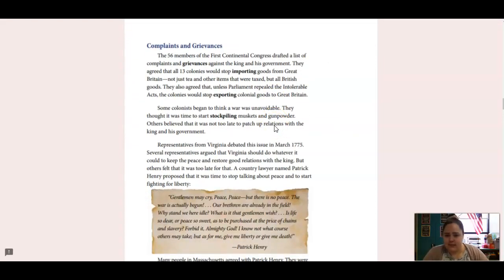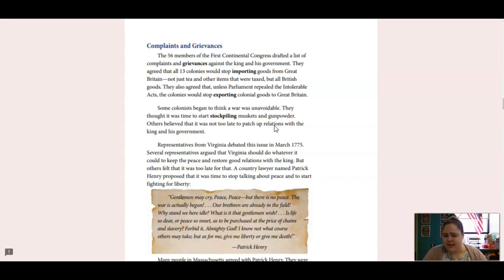Complaints and grievances. The 56 members of the First Continental Congress drafted a list of complaints and grievances against the king and his government. They agreed that all 13 colonies would stop importing goods from Great Britain, not just tea and other items that were taxed, but all British goods. They also agreed that unless Parliament repealed the Intolerable Acts, the colonies would stop exporting colonial goods to Great Britain.